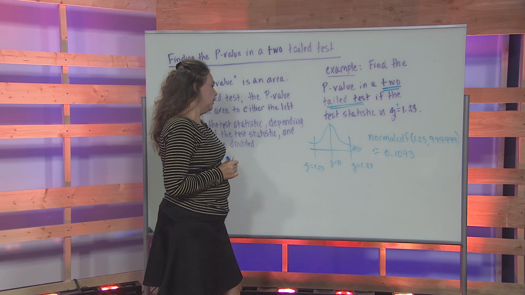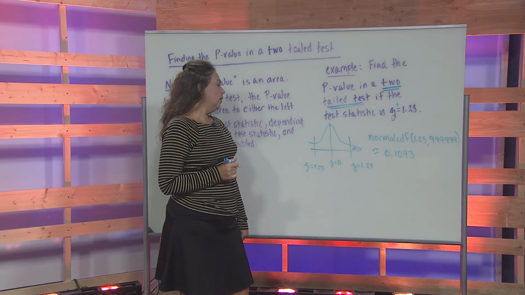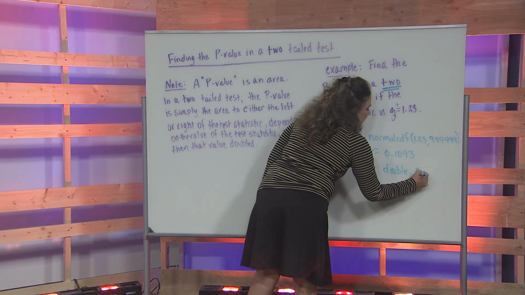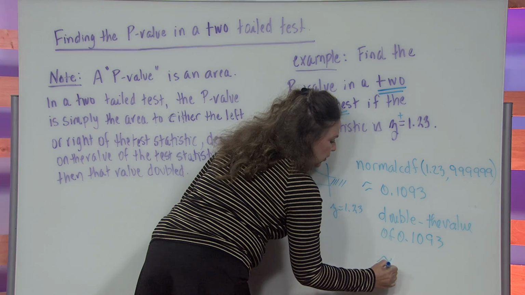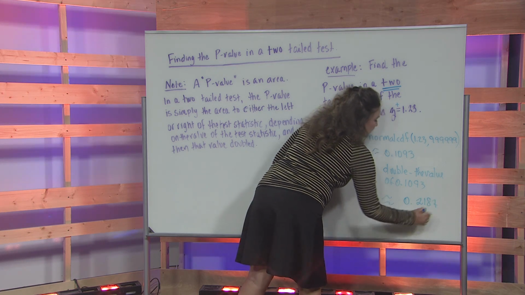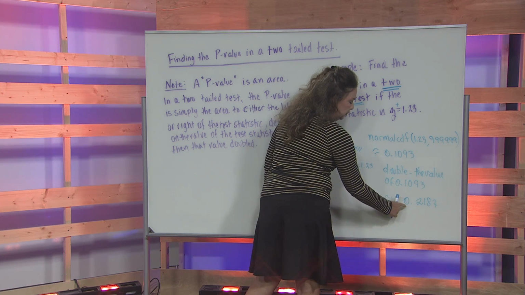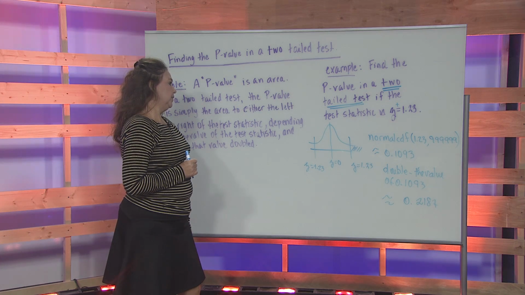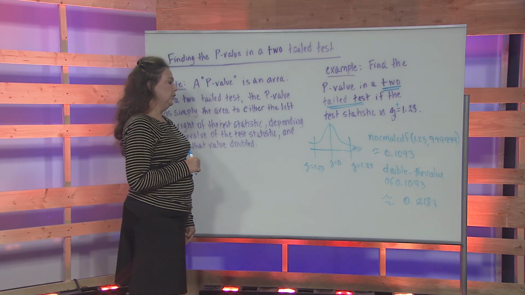Since we have a two-tailed test, we want to take this p-value, which we found to be 0.1093, and double it. So double the value of 0.1093, and if we do that, we're going to get a p-value of approximately 0.2187. I didn't round when I was calculating this value here. I waited until I doubled it to round. So using technology in a two-tailed test, finding the p-value, if the test statistic is z equal to 1.23, that value is approximately 0.2187.